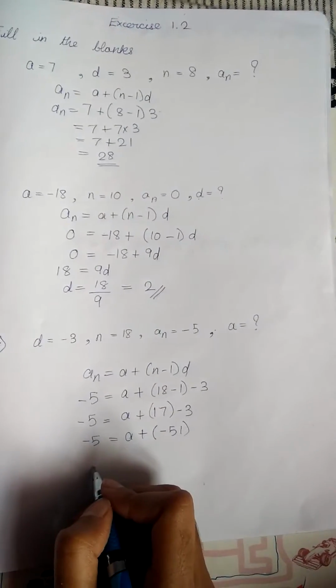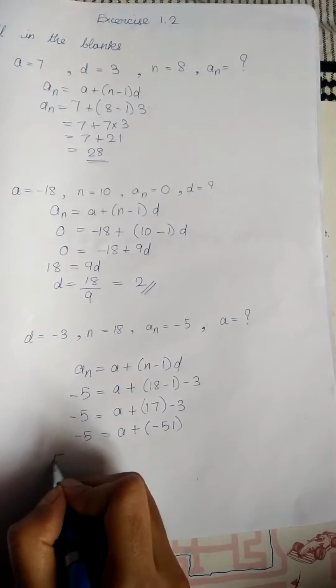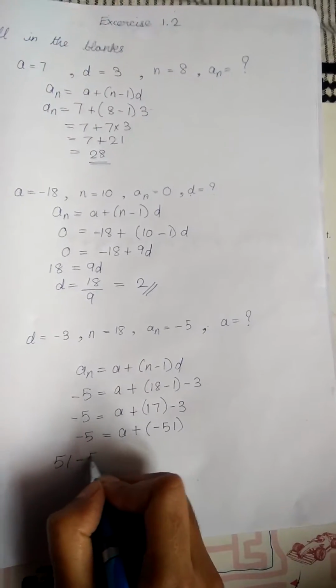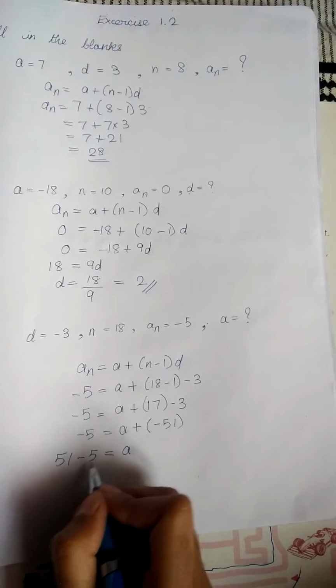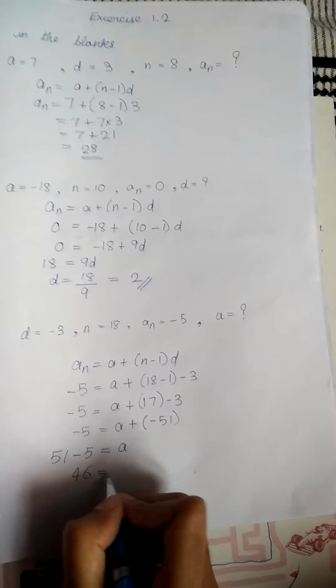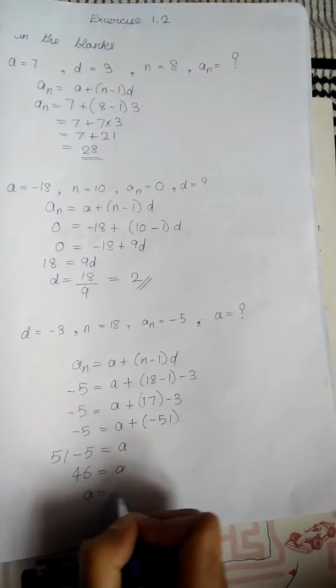When it goes to the other side, it becomes plus 51. 51 minus 5 equals a. 51 minus 5 is 46. Therefore, we got the first term as 46.